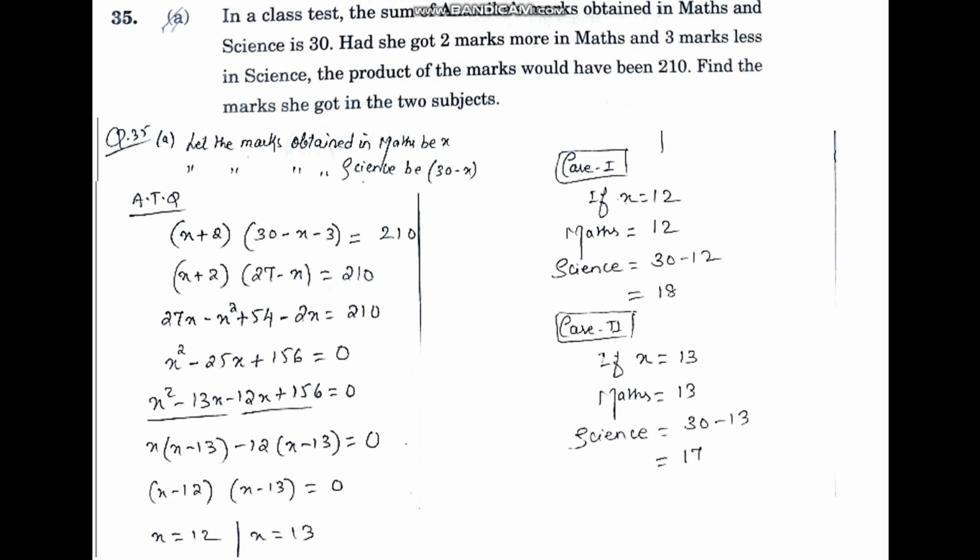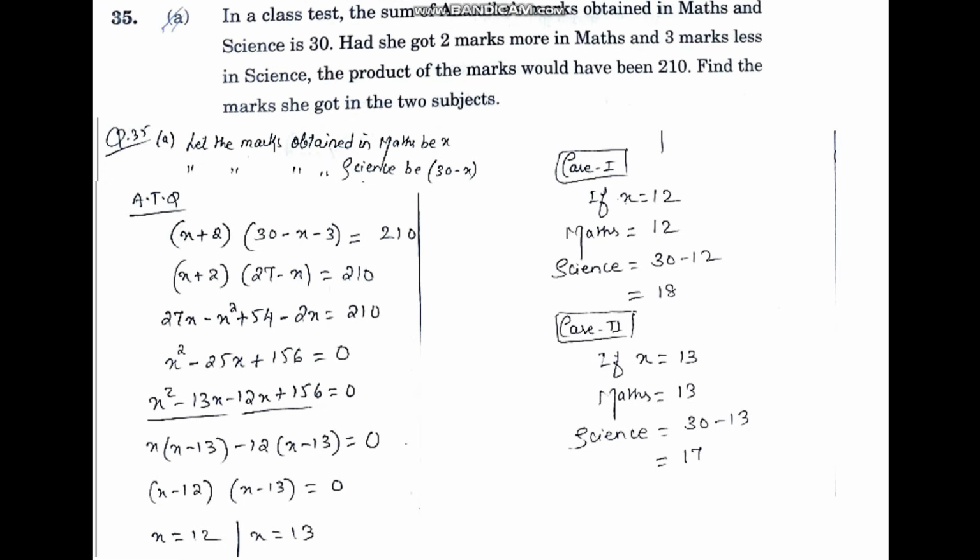Next is, in a class test, the sum of Anamika's marks obtained in maths and science is 30. Had she got 2 marks more in maths and 3 marks less in science. So first, we suppose the marks obtained in maths be x and science will be 30 minus x. Now as the question is saying, the product of the marks will be 210 when 2 marks are added in maths and 3 marks are subtracted from science. So after that, we are getting the quadratic equation as x square minus 25x plus 156. And when we are solving it by the middle term splitting method, we are getting x as 12 and x as 13. So here we will get two conditions. If x is 12, then the marks obtained in maths will be 12, but marks obtained in science will be 18.